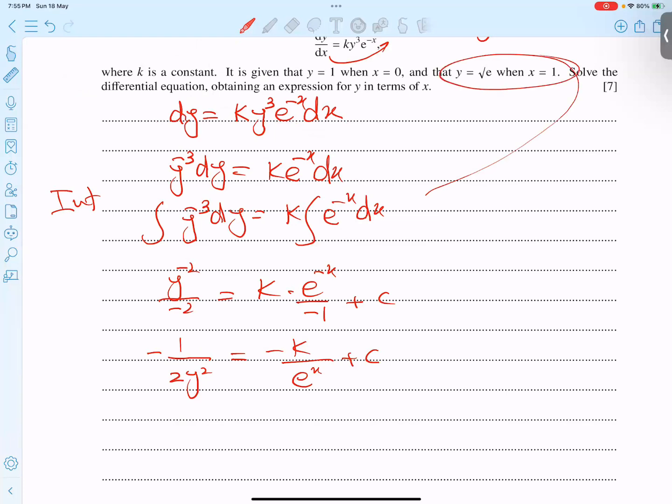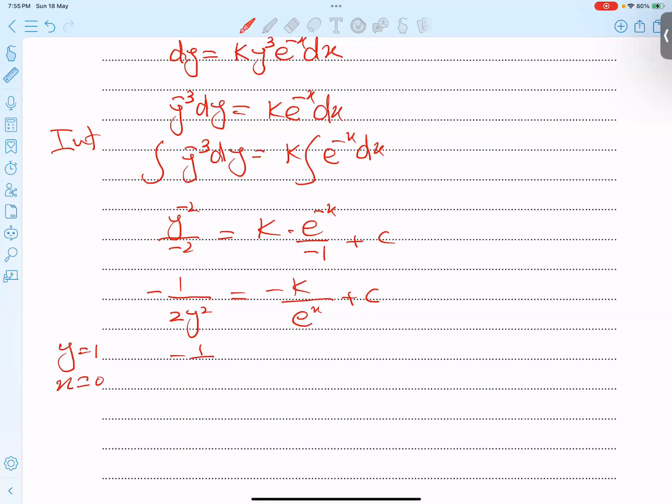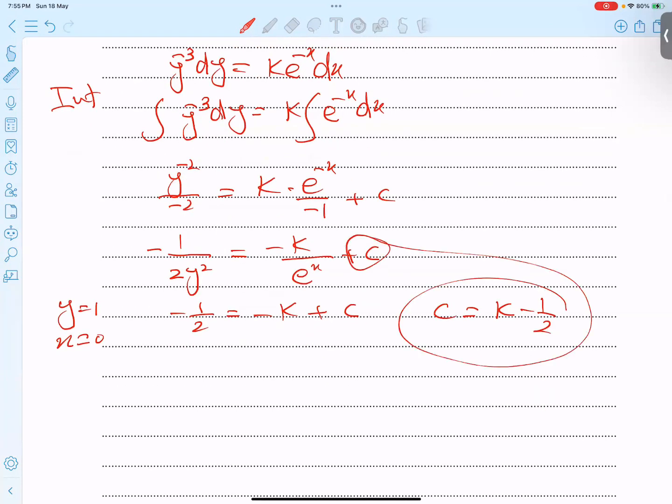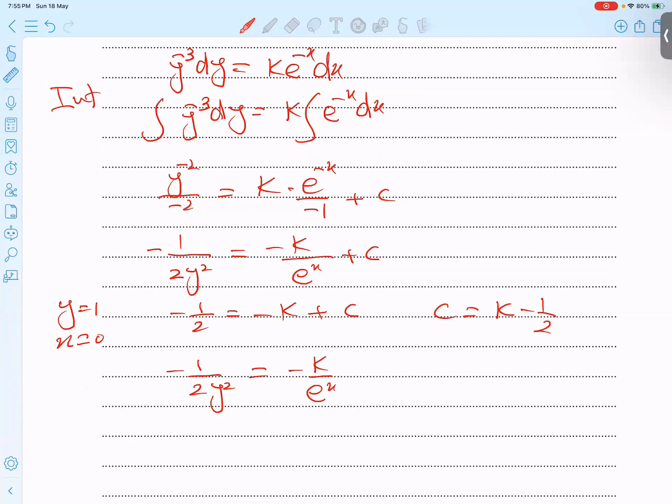Now I put these limits here. I put first of all this one, better. So plug in y equals 1 and x equals 0. So when I plug in 1 here, negative 1 over 2, and something to the power 0 is 1. I got negative k. So the c value is k minus half. So when I plug this value back into this equation, students, what do I get? Negative 1 over 2y square equals negative k over e to the x plus k minus half. So I got this equation, let me recheck once again. y is 1 and x is 0. Okay, no problem at all, correct.